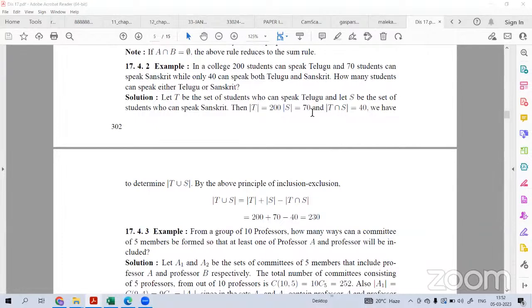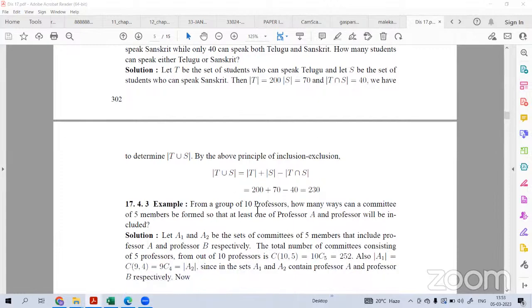Now we have to determine the counting of T ∪ S, which is the principle of inclusion, because this means either Telugu or Sanskrit. Whenever we have an 'and', we go for the product, and whenever we want an 'or', we go for addition. This is a rule. So the counting of T ∪ S equals counting of T plus counting of S minus counting of T ∩ S.